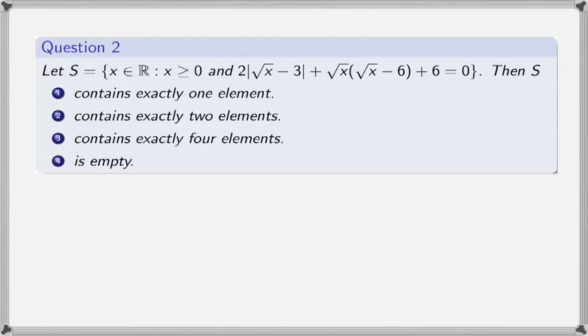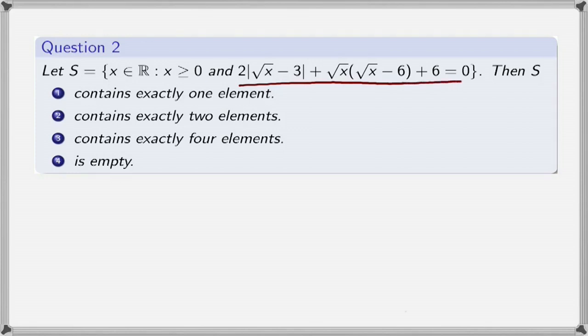Now we look at this question. We have the set S which consists of all the non-negative real numbers x, so that x satisfies the equation 2 into modulus of square root of x minus 3 plus square root of x into square root of x minus 6 plus 6 equals to 0.